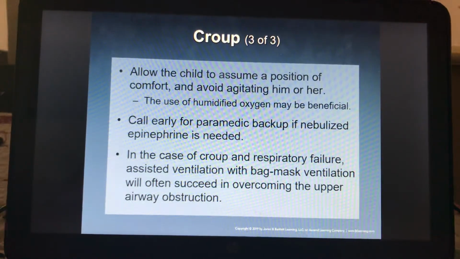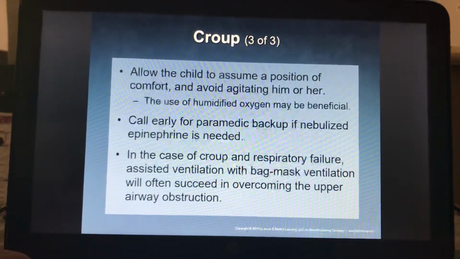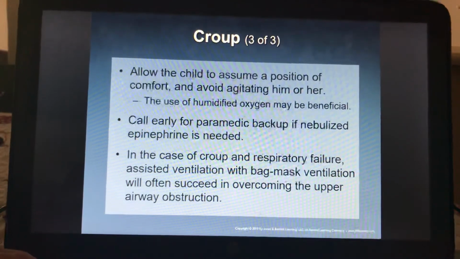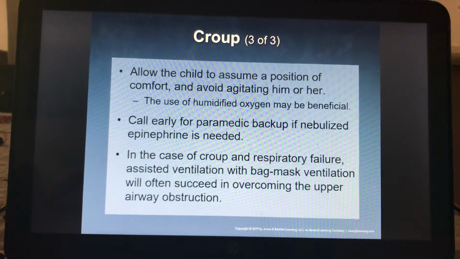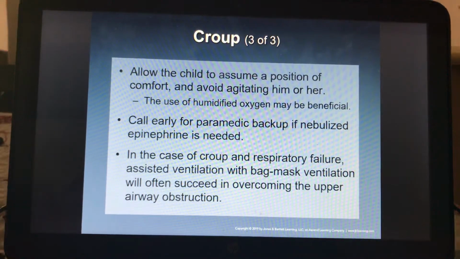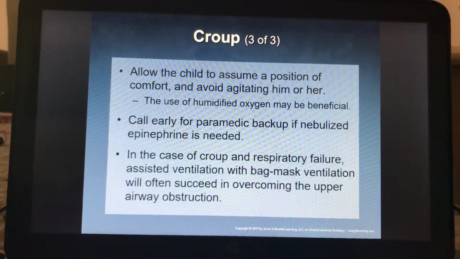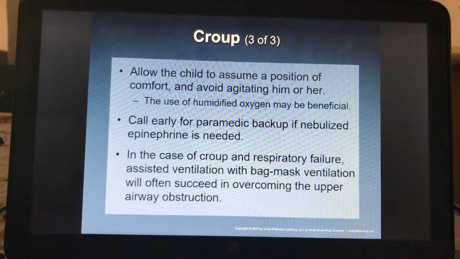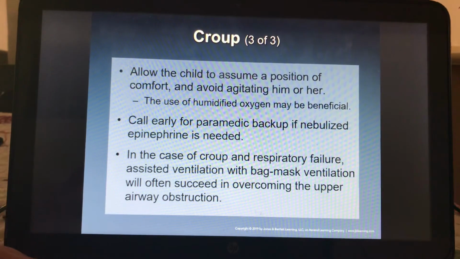And so what you usually want to do is racemic epi, and it usually is kind of hard to find in the EMS world. Some services carry it, some don't, but you can nebulize epi to help dilate in and around that swollen airway. Don't want to mess with these kids too bad. You can humidify the oxygen, meaning you can put normal saline in a neb treatment and nebulize the normal saline. That's how you can humidify it if you don't have a humidifier for the oxygen itself.